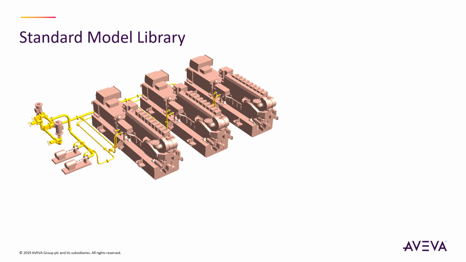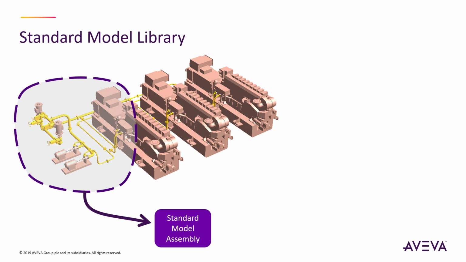Next, we'll come on to the standard model library. So this is another way of reusing data, but a little bit larger than just single items. So say, for example, you have made an engine room solution and you have a lube oil module, in this particular case, that you're fairly happy with. You feel that you could reuse this on many different scenarios. So you can select that area of the design and term it an item within the standard model library, an assembly in that respect.